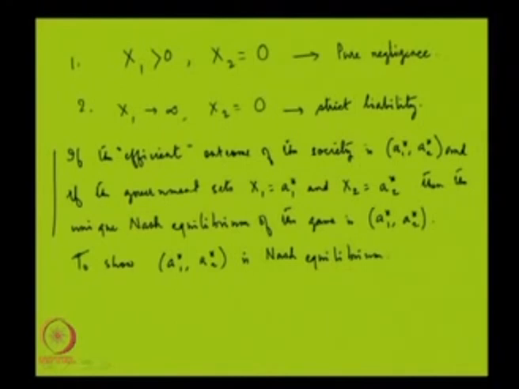Now, to say that A1 star is the best action for player 1, I have to know the payoff function of player 1 given that player 2 is taking the A2 star action. So let us look at the game from player 1's point of view.